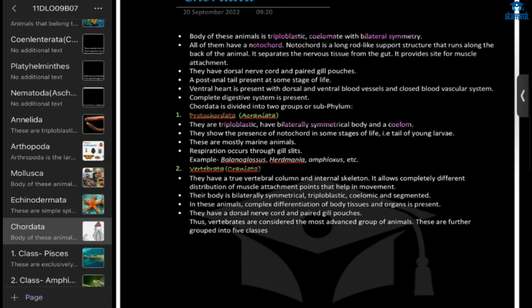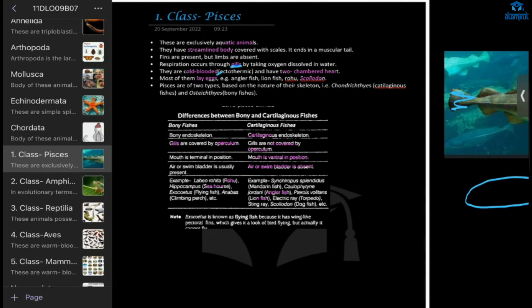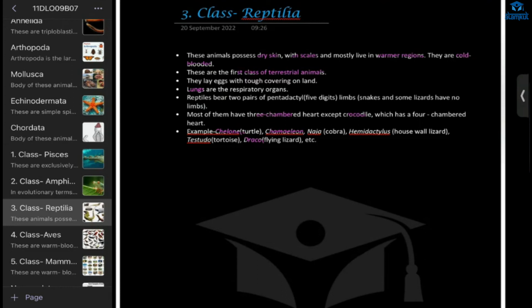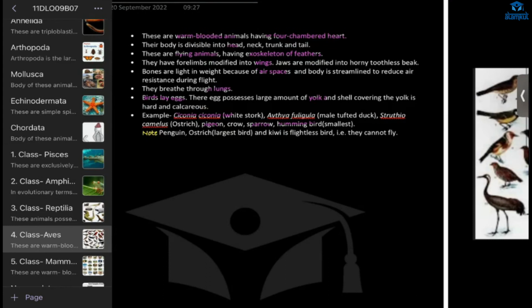What is there in Pisces? They have a streamlined body, they are cold-blooded, and they lay eggs. Very simple, right? In amphibia, they live in both land and water. They require water for reproduction because the larvae are aquatic, and they lay eggs. They don't have scales. Reptilia have dry skin and are the first terrestrial animals, and they lay eggs. Aves are warm-blooded flying animals. They breathe through lungs and they lay eggs.